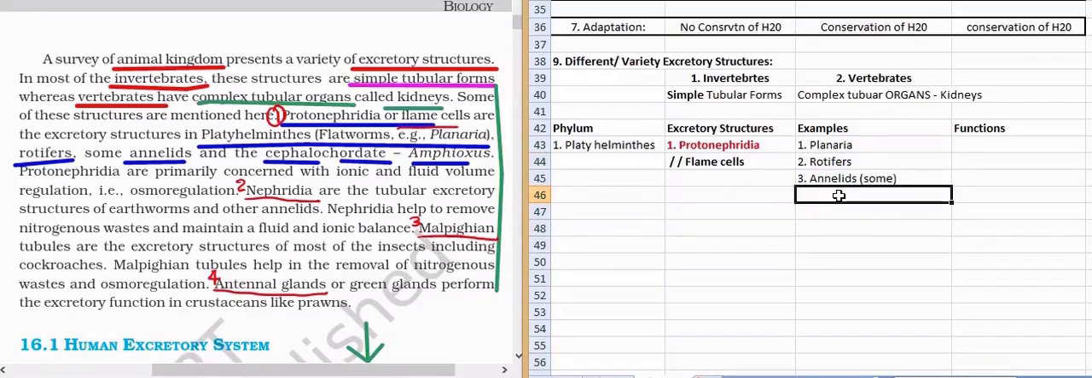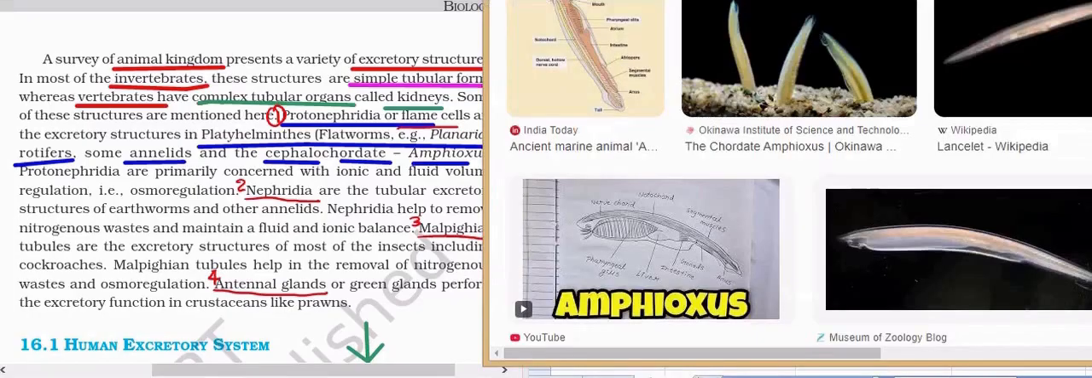One second, some issue. It's a cephalochordate, which means little developed, not fully developed. The example is Amphioxus. Now let's see the examples. I'll explain.